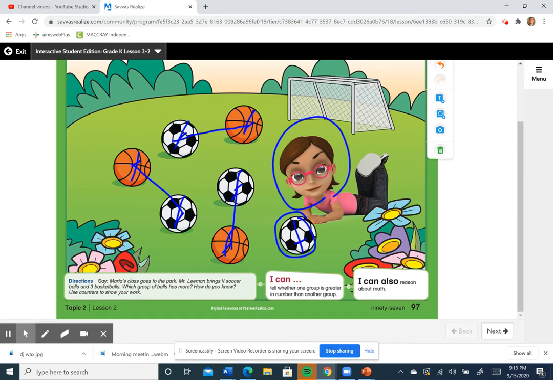So there is one more soccer ball than there is basketballs. So there are more or greater soccer balls. Okay, let's go to the next page.